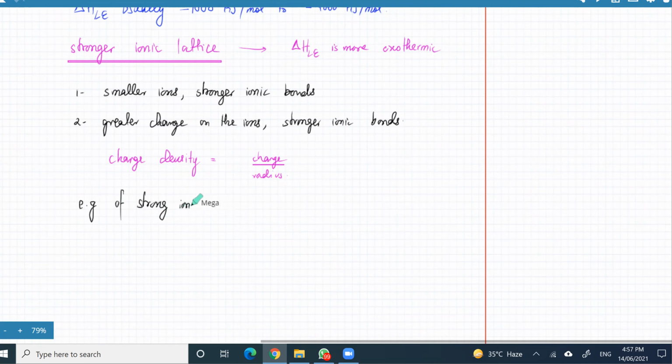Do you know of any ceramic material? I'll tell you one example is MgO. That's MgO and aluminum oxide. They are used as ceramics. I mean, there's SiO2 as well, but since it's not an ionic compound, we're going to ignore that for a second. So these are known as ceramics.